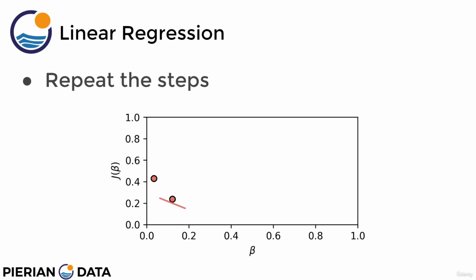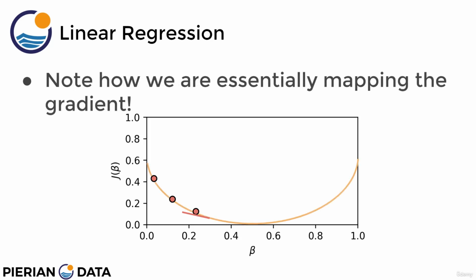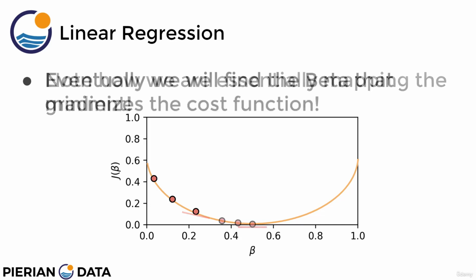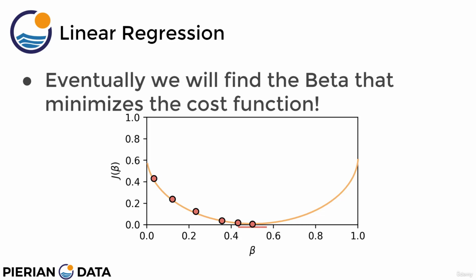And we're going to end up repeating this step, keep going, and eventually what you're essentially doing is mapping out the gradient. So this orange curve is just the derivative of this cost function. And that's what we want to do computationally, is just take steps along this derivative or along this gradient until we realize that eventually the gradient, or in this case the derivative, is equal to 0, and we found the correct beta value that is going to minimize the cost function. So again, all we want to do is computationally search for this beta coefficient that minimizes this derivative or gradient of the cost function.